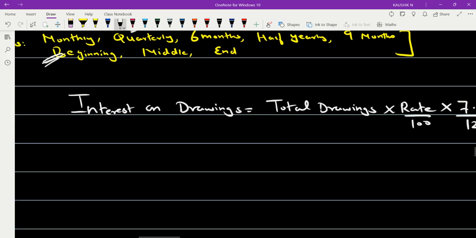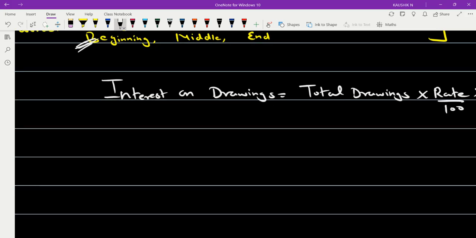Right. Now what am I going to do? I know this value. Interest on drawings has been given in the question as 900. So record 900 against this category. Total drawings is what the question asks, which I don't know. Let me mark it as X. So 900 is equal to X into rate by 100.